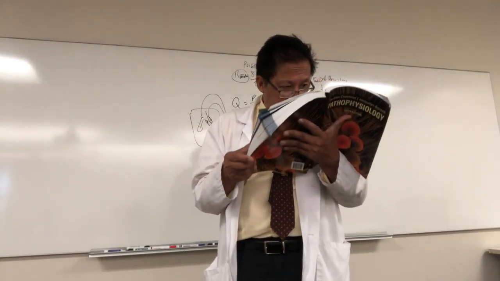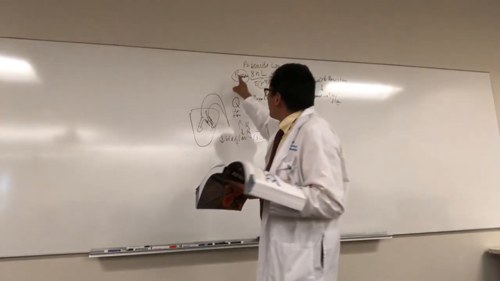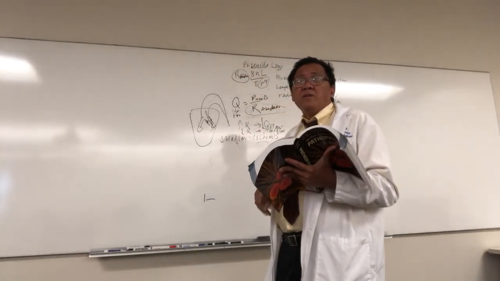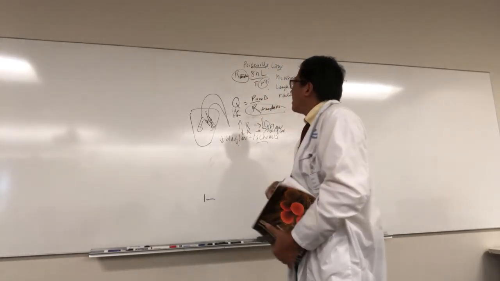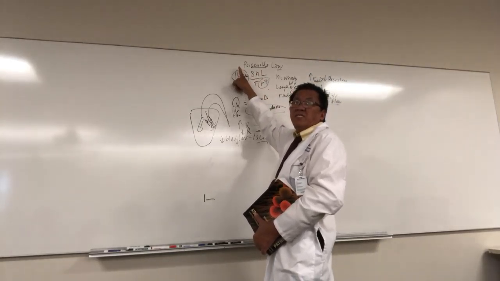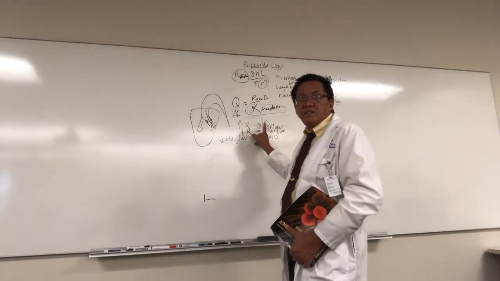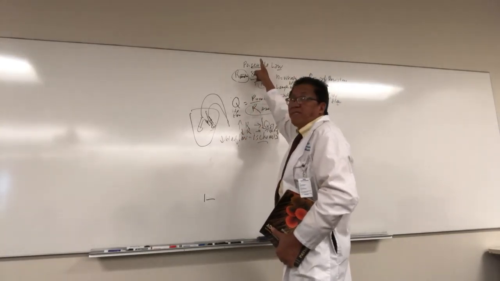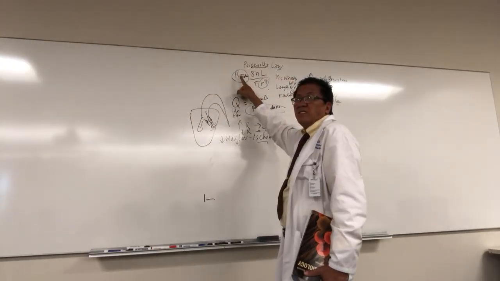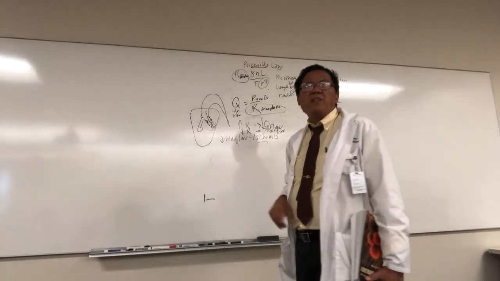So the bottom line is, it's a fraction. Again, inverse, direct proportion. So what is the meaning of this? If you increase viscosity, you increase resistance. Increase resistance, what happens to the blood flow? Decrease. If you increase the length, the longer the blood vessel, what happens to the resistance? Increase. What happens if you increase resistance? You decrease the blood flow.